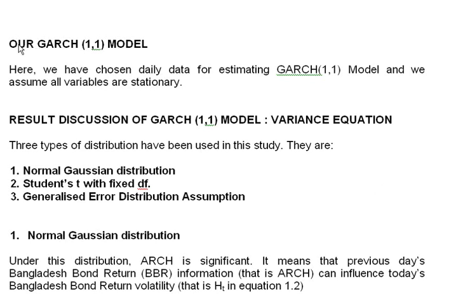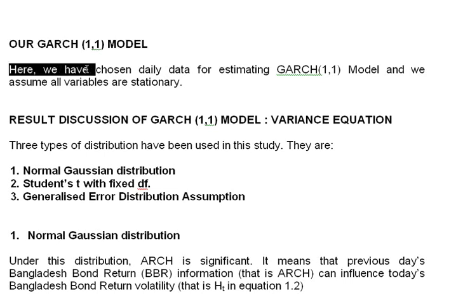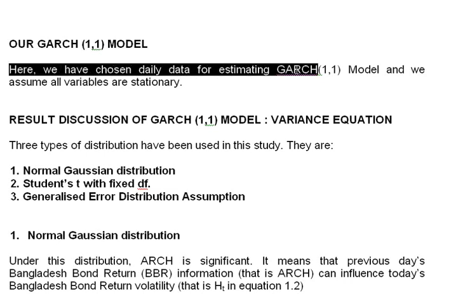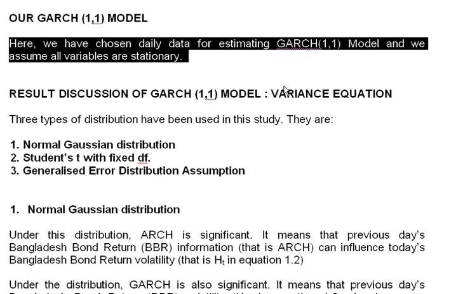Okay, here we have the GARCH model. Our GARCH model is 1 by 1, so that is our model. 1 by 1 means there is one ARCH term and one GARCH term. Here we have chosen daily data for estimating the GARCH 1-1 model, and we assume all variables are stationary. Make sure in the GARCH model all the variables should be stationary.